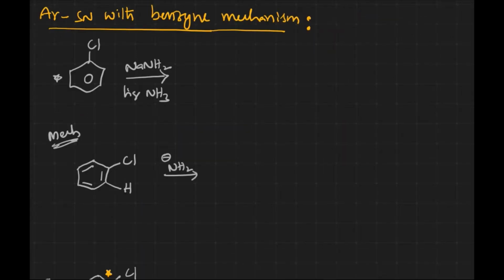Hello friends, in this video I am going to discuss aromatic nucleophilic substitution reactions with benzyne mechanism. Let us see, this is the substrate, chlorobenzene. What is the product going to be? The product is going to be aniline, aminobenzene, NH2, with these reagents, sodamide and liquid ammonia. Let us see how the reaction mechanism takes place.